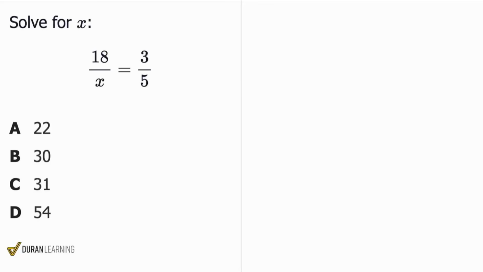So here we go. I'll just begin the normal way, cross multiply, x times 3, 3x, then 18 times 5. Don't know what that is off the top of my head, so I'll go ahead and just calculate it on the side. We have 18 times 5, so 8 times 5 is 40, carry the 4. 1 times 5 is 5, carry the 4 is 9. So we have 3x equals 90.